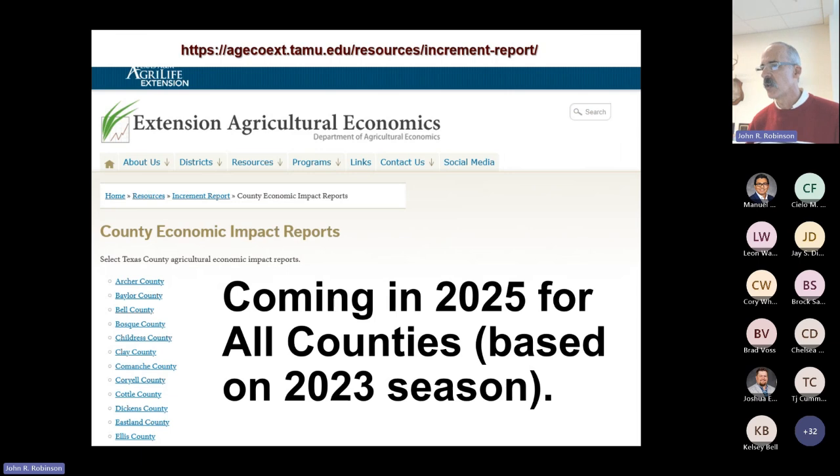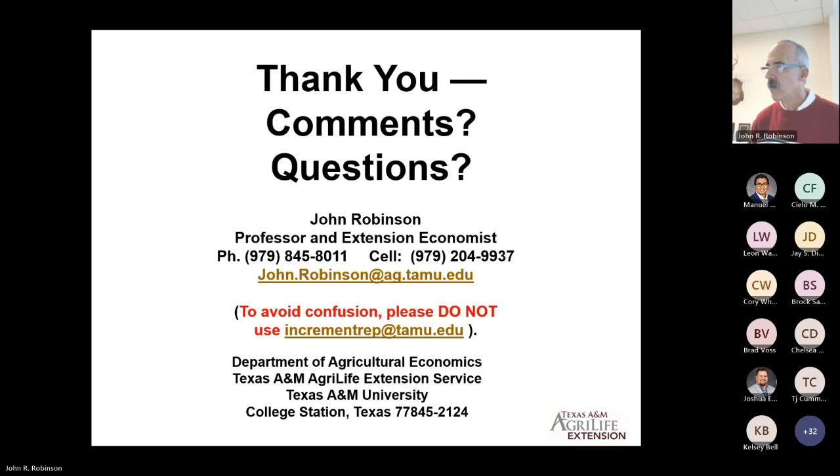The other thing I want to remind you of is sometime, hopefully in early 2025, it's not just the counties in this region, but all the counties are going to have economic impact summaries based on 2023 data, and we're hoping to automate this system so that every year when we do the increment report stuff, we just automatically generate new economic impact reports. So that's coming, and that's all I brought with me.